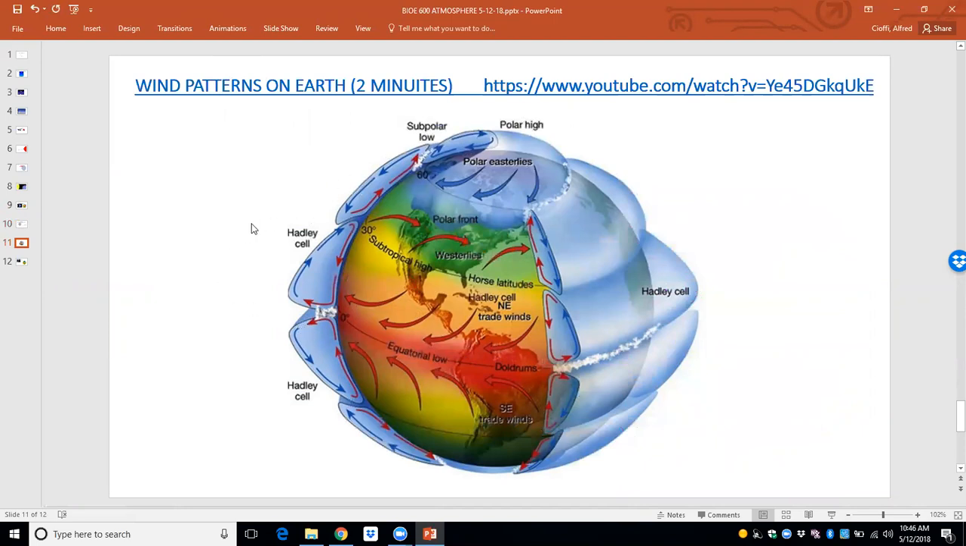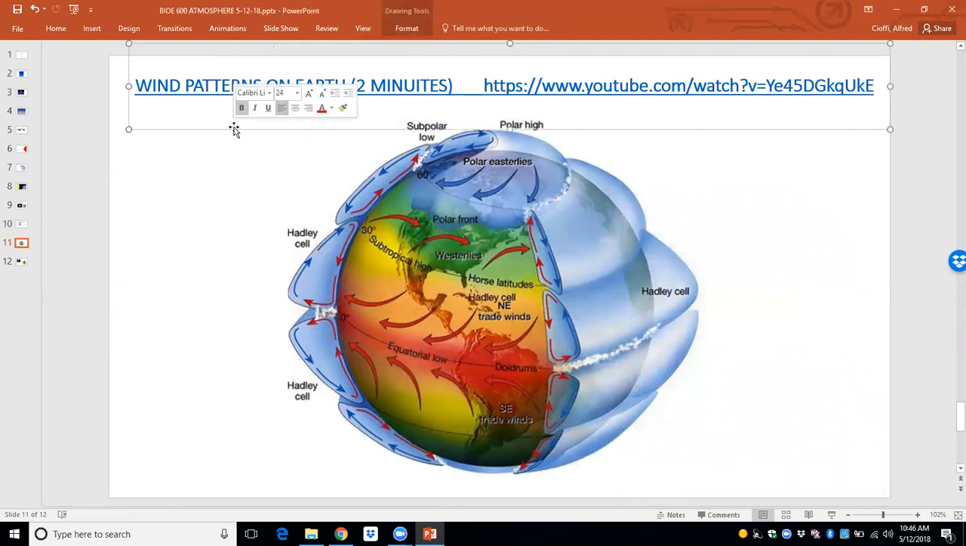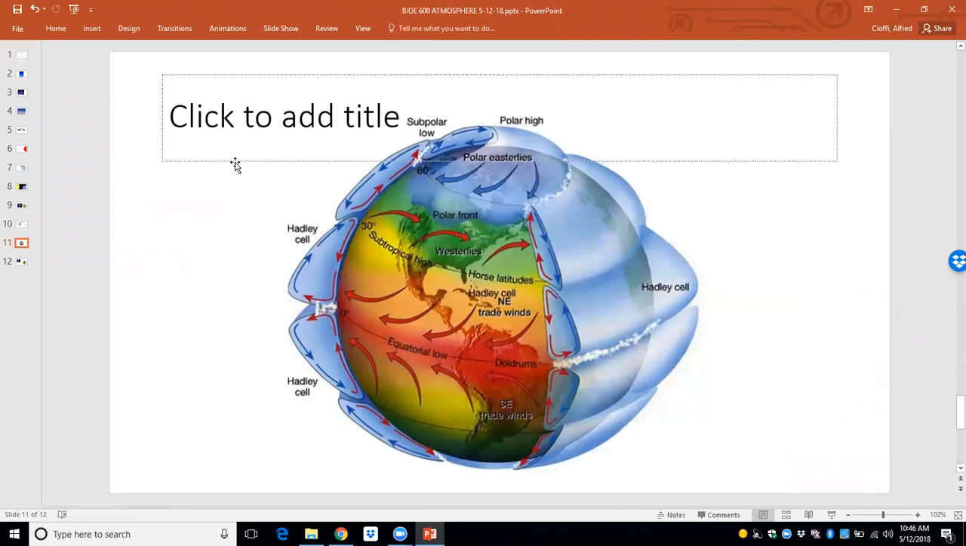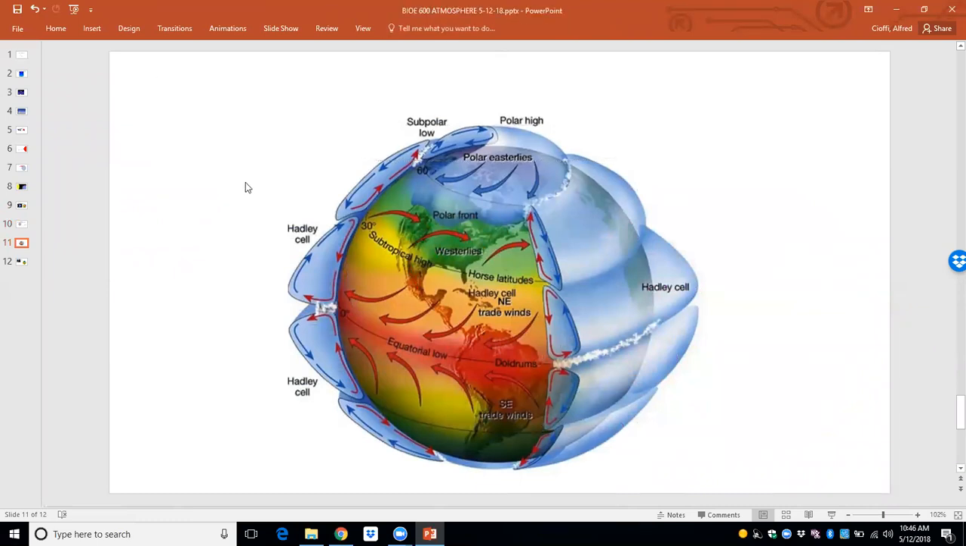It just explains, so here you see, okay, now finally you see the Hadley cells. There's a full pattern here of all the Hadley cells. It would be essentially 3 in the northern hemisphere and 3 more in the southern hemisphere, with their convection current movement and then the lateral movement because of Coriolis effect, and that's what generates the whole wind pattern of the Earth.